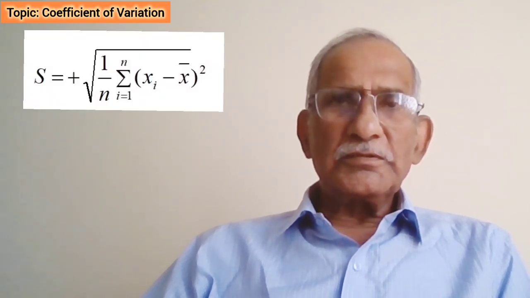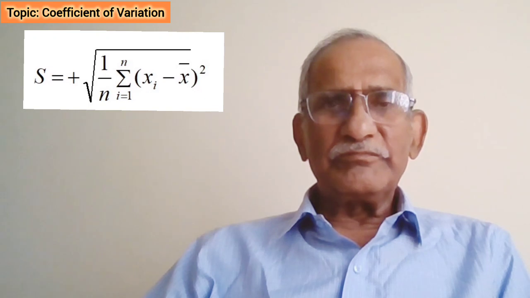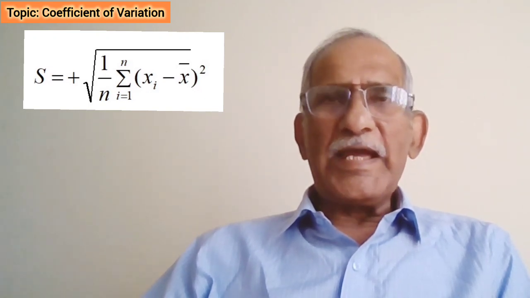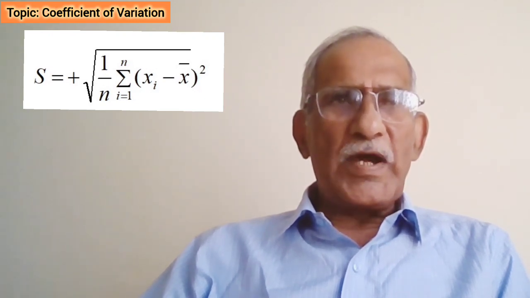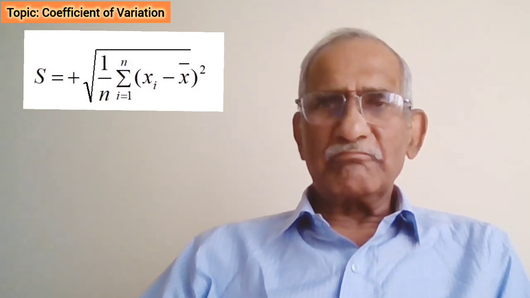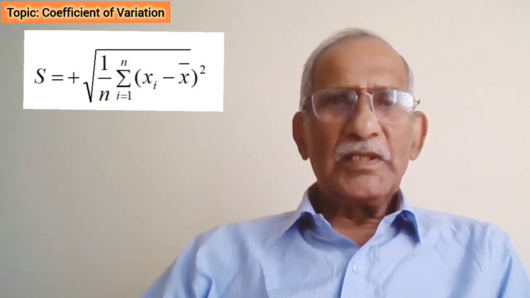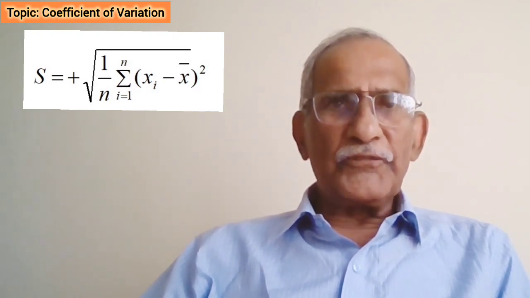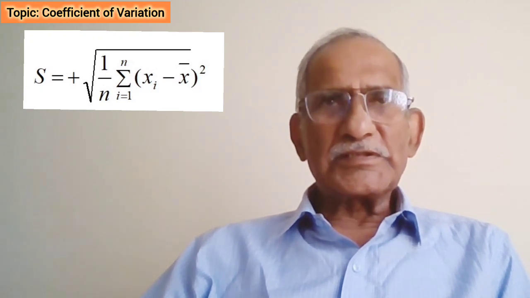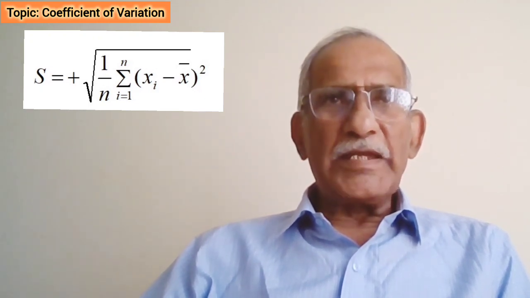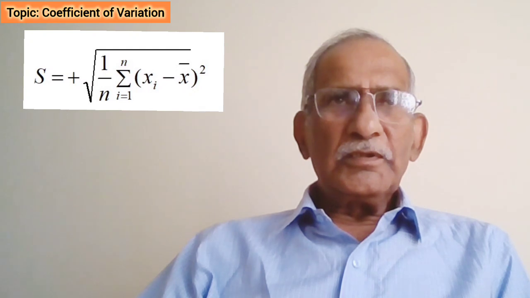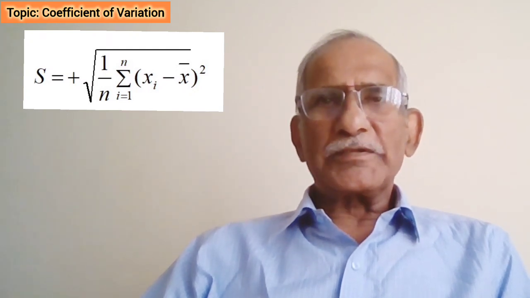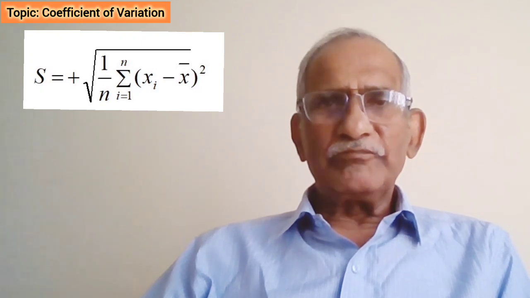It is usually denoted by capital S and is defined as the positive square root of the mean of the squares of the deviations from mean. That is, S is equal to positive square root of 1 by n summation xi minus x bar whole square. Its square, S square, is called variance.